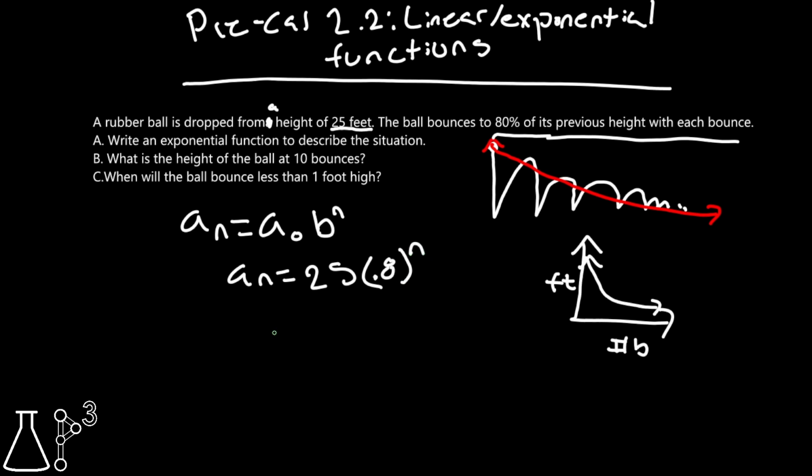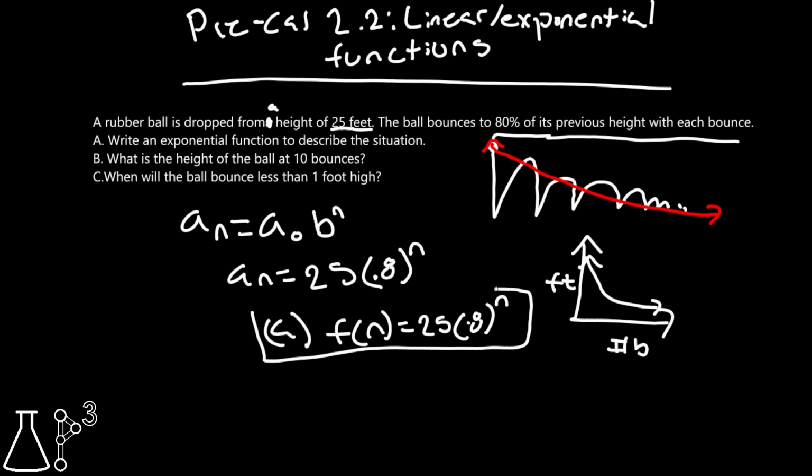So there you go. The answer to part A, which says write an exponential function to describe the situation: well, we already did that. It's right there. f of n is going to be 25 times 0.8 to the n. There's your answer to part A.